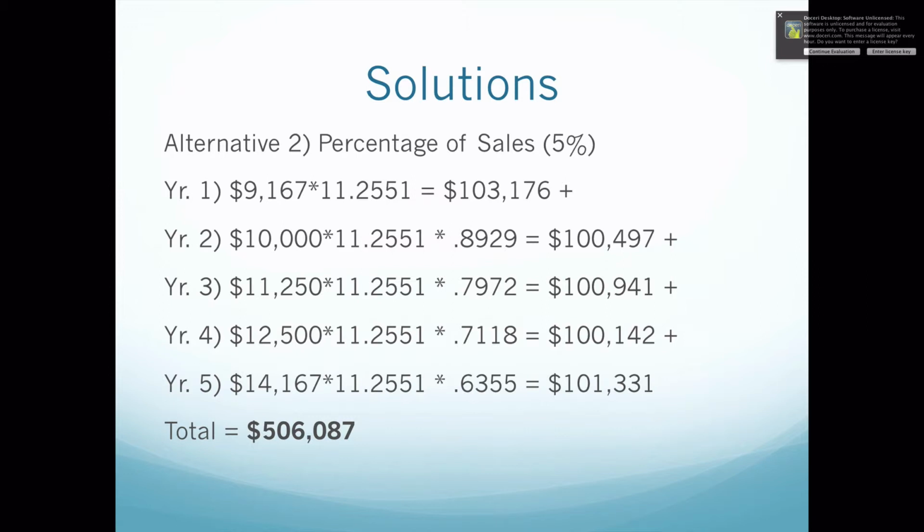When we do the math, we get $103,167 for year 1, and then going down, $100,497 for year 2, $100,941 for year 3, $100,142 for year 4, and finally $101,331 for year 5. So the present value of Alternative 2's lease option is $506,087. That is larger than the $504,000 for the fixed rent. So of the two, we would take the fixed rent, but we still need to do Alternative 3.